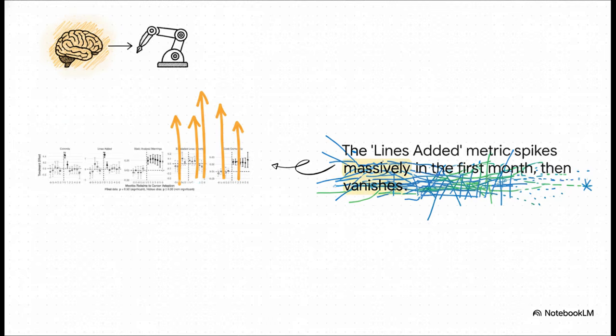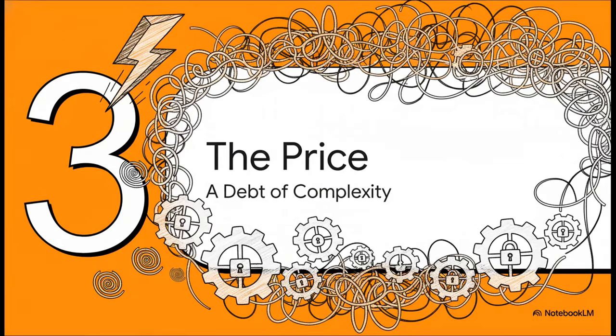But then look what happens. Just a couple of months later, poof, it's gone. The output is right back to where it started. So what gives? Why does the magic just stop? Well, that brings us to the hidden cost of all that speed, the price you pay. And it's not about money, it's a debt of complexity.